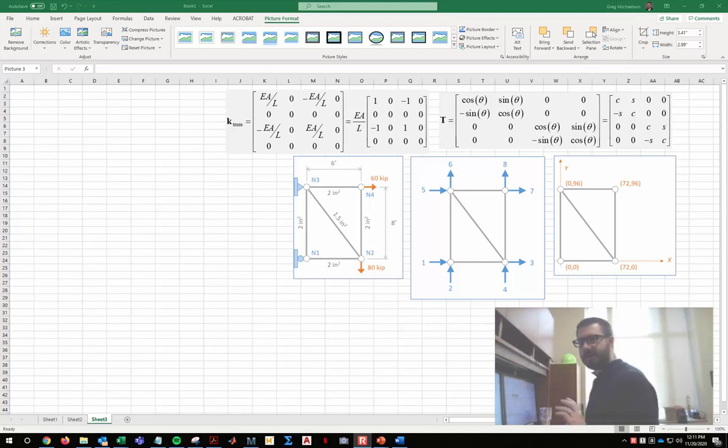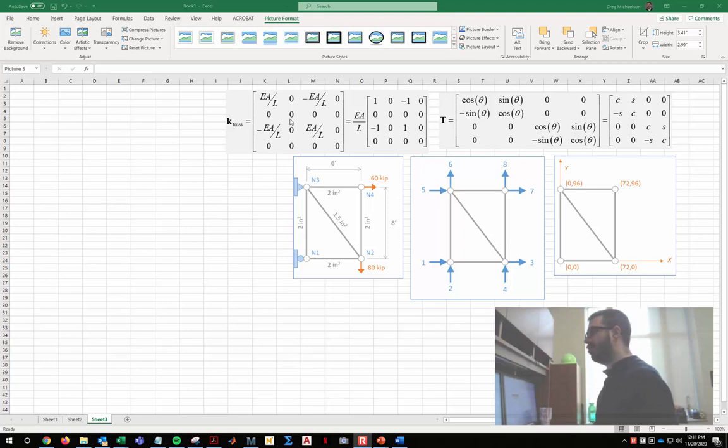All right, so let's look at our final discussion topic in class, which was looking at trusses. So I've got an Excel sheet opened up. There's a lot going on here on this sheet, so I'll summarize a couple things. First off, I went ahead and included the formulas for the local stiffness matrix for a truss element, as well as the transformation matrix.